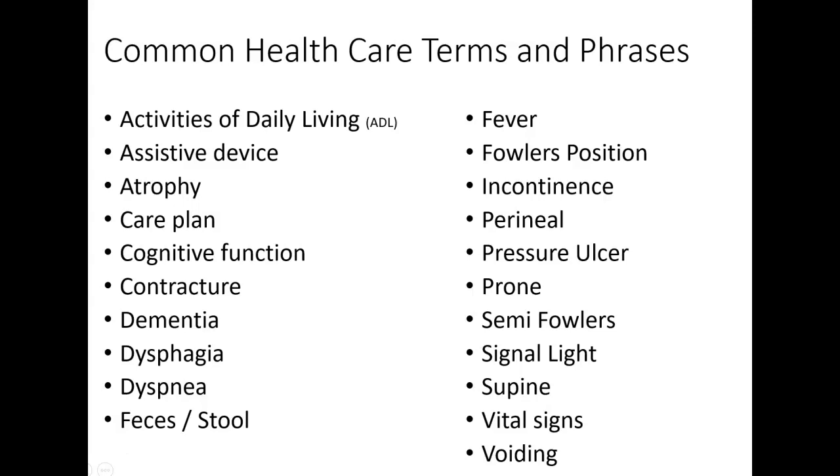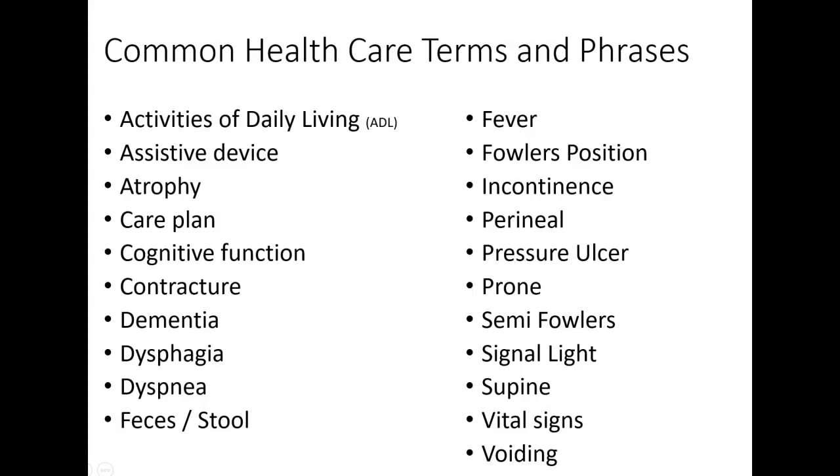Fowler's position is usually the head of the bed up 60 degrees, and there's semi-Fowler's where the head's up usually only 30 degrees, then 30 to 45. 60 degrees is generally Fowler's position, and then 75 to 90 is usually high Fowler's, so sitting them all the way up so they can eat. Incontinence is not having control of either urine or bowel or both.